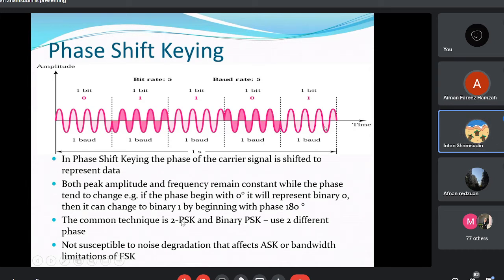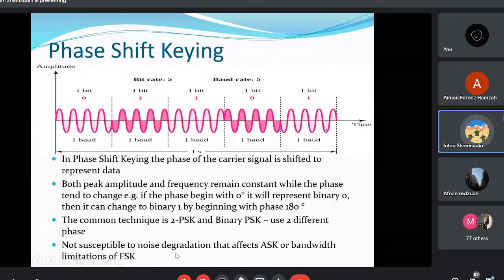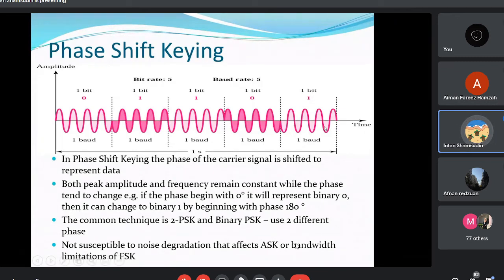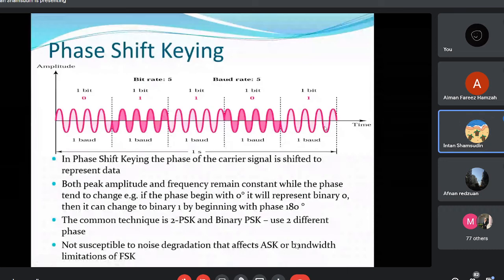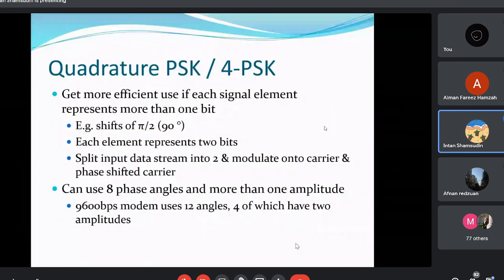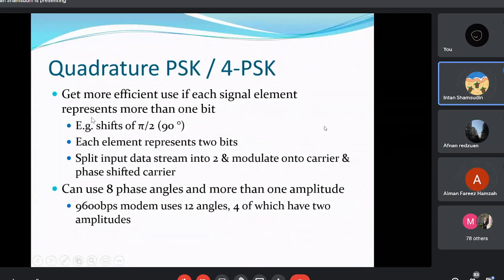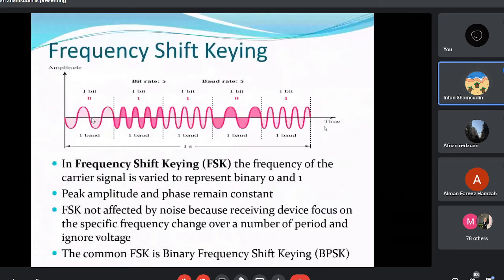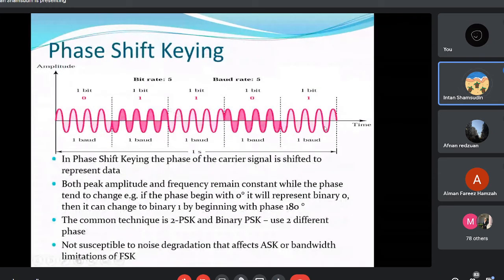Okay, the common technique is 2PSK, binary PSK. Okay. Use 2 different phases. Okay. Ini pun tak susceptible to noise degradation. Right? That affects ASK amplitude shift keying or the bandwidth limitations of frequency shift keying. Okay. This is quadrature PSK or 4PSK. Okay. Untuk phase kita akan ada teknik lah. Okay. 2PSK and binary PSK.